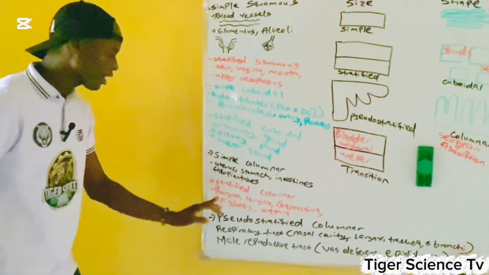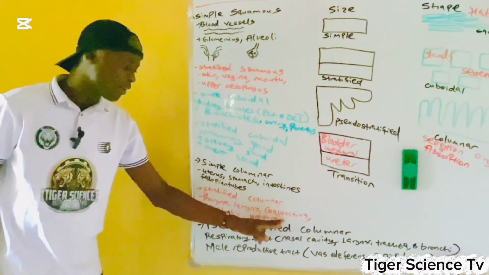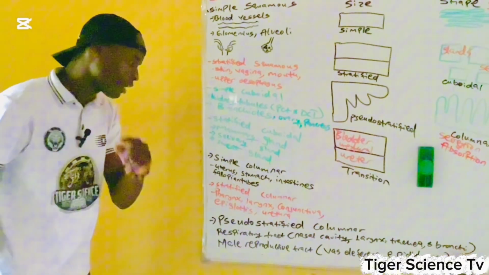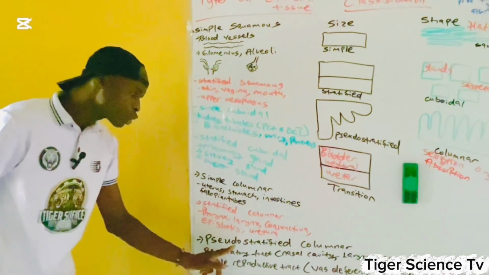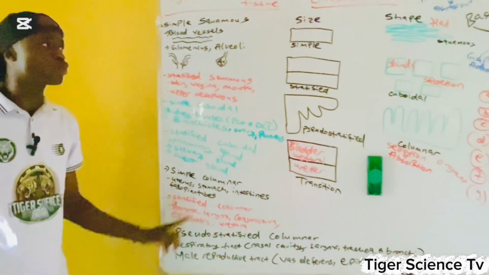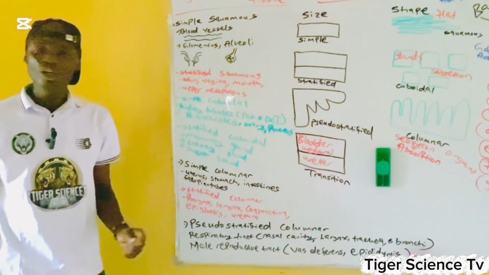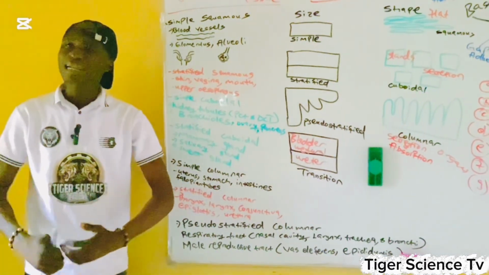Stratified columnar epithelium, we find them in part of the pharynx, larynx, and the conjunctiva of the eye. Then we also have the epiglottis of the larynx. You can also see the stratified columnar there. Then pseudostratified: we don't have pseudostratified squamous and cuboidal. We only have pseudostratified columnar in humans. So what of pseudostratified squamous and pseudostratified cuboidal? You can learn about that.